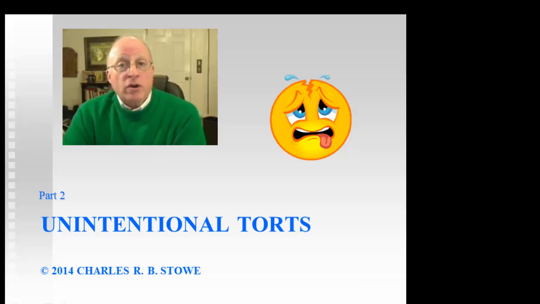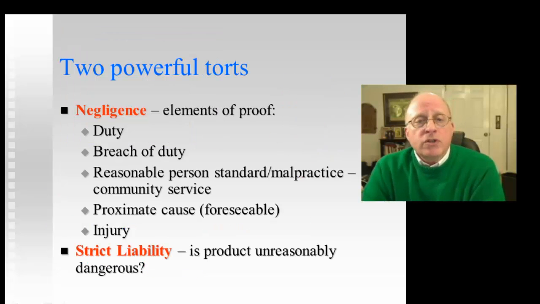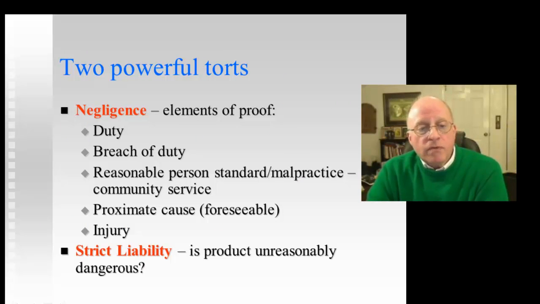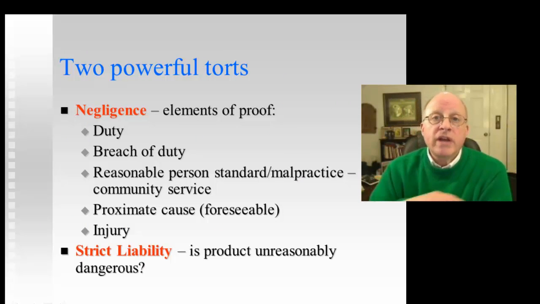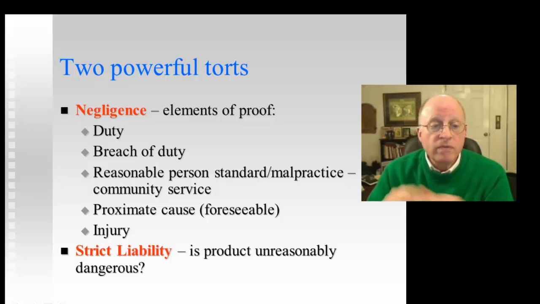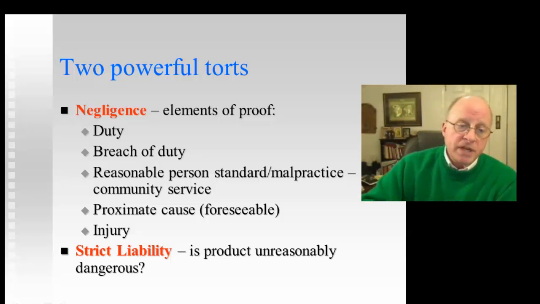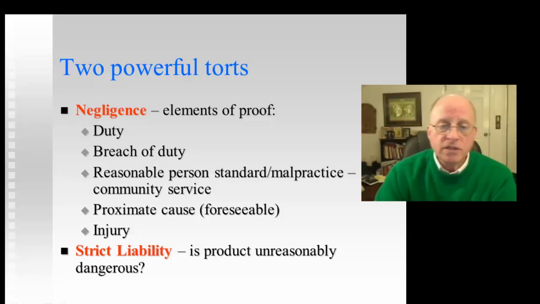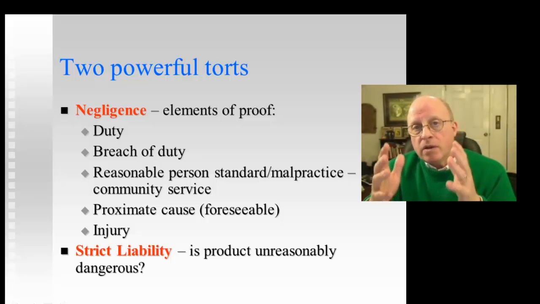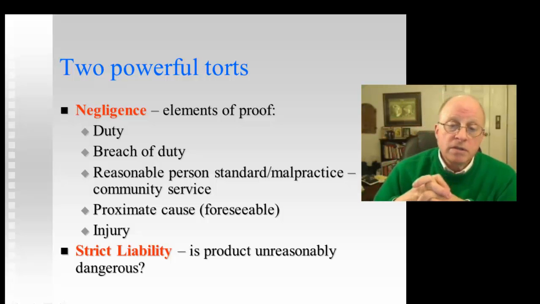Welcome back. This is part 2 of unintentional torts. There are 2 of them, negligence and strict liability. You see the elements of proof listed below. Please read your text, and I think they've got a pretty good explanation as to each one of these elements of proof. Notice in particular that proximate cause means that it's foreseeable that the particular breach of duty could result in specific injuries.